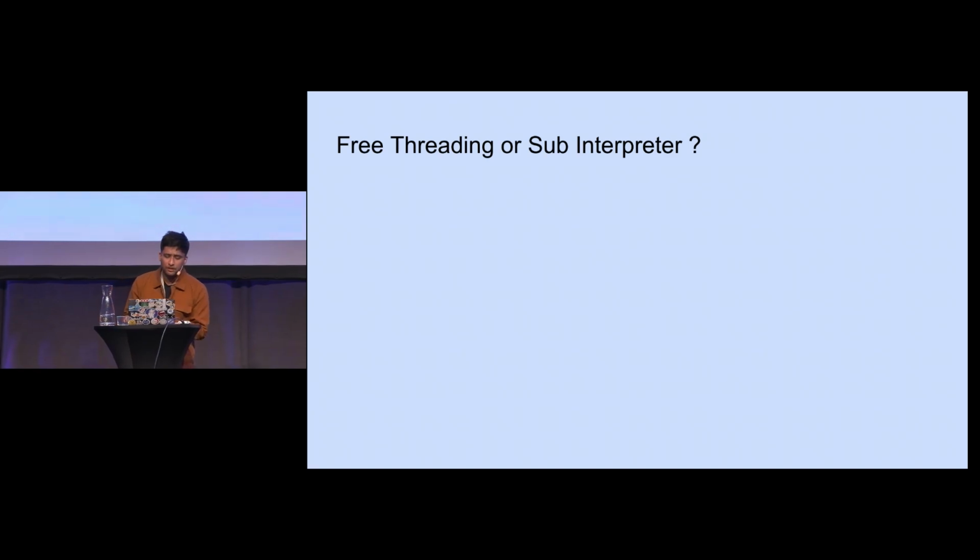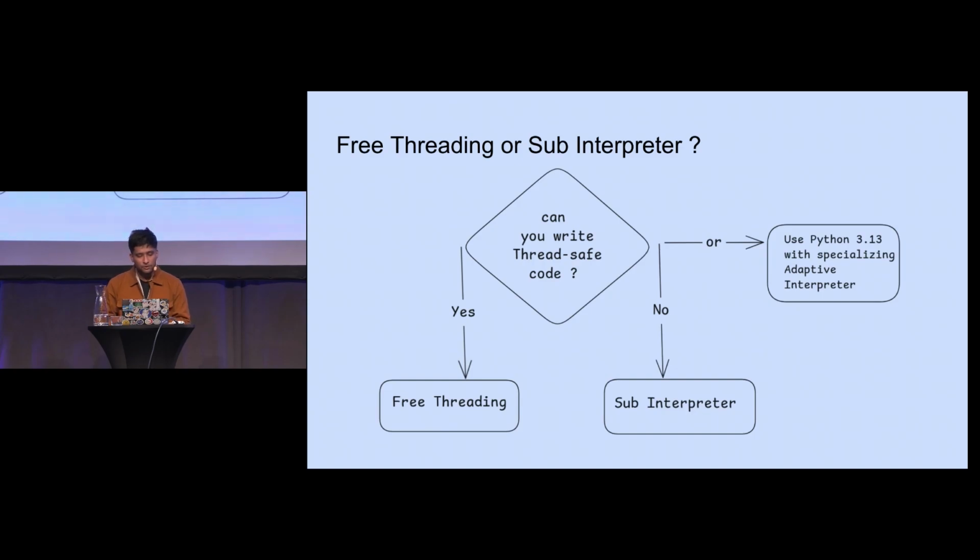So what to use, free threading or sub-interpreter? That's the major question, right? First of all, can you write thread-safe code, or can you verify that your code is thread safe? Then you can use free threading. Otherwise, don't go with that route.